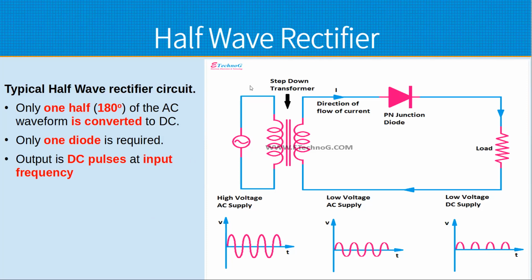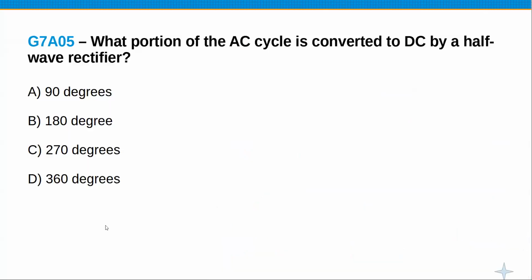And also the other key thing for a half-wave rectifier, you only need one diode. I'm not sure why they make a big deal about that. Diodes are so cheap. But it's a test question. What portion of the AC cycle is converted to DC by a half-wave rectifier? Very good.